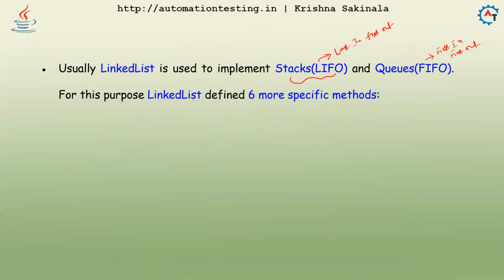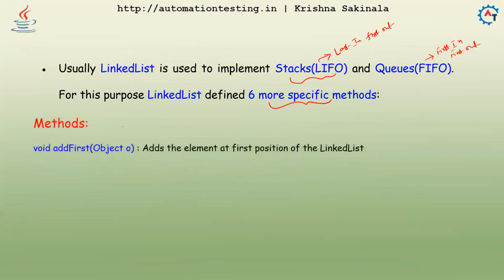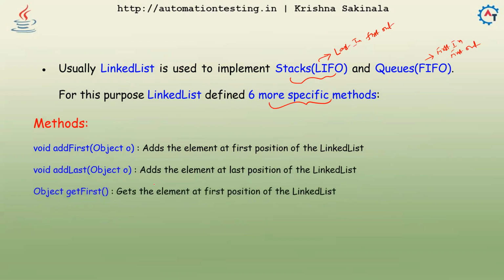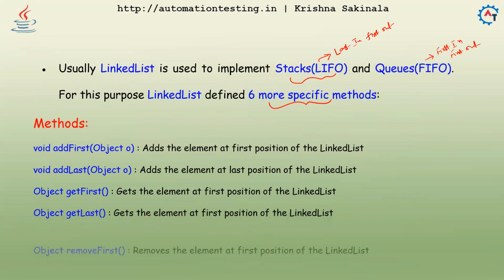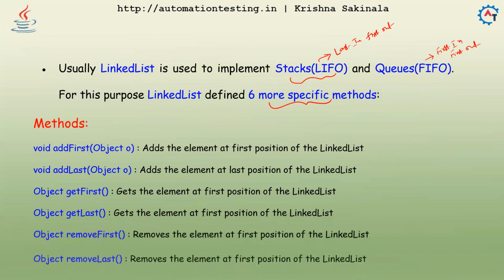For this purpose, linked list defines 6 more specific methods. What are those? addFirst adds the element at the first position of the linked list. addLast adds the element at the last position of the linked list. If you want to get the first element, you can use the getFirst method. The getLast method is used to get the last element from the linked list. removeFirst and removeLast: if you want to remove the first element or last element, you can use these respective methods.